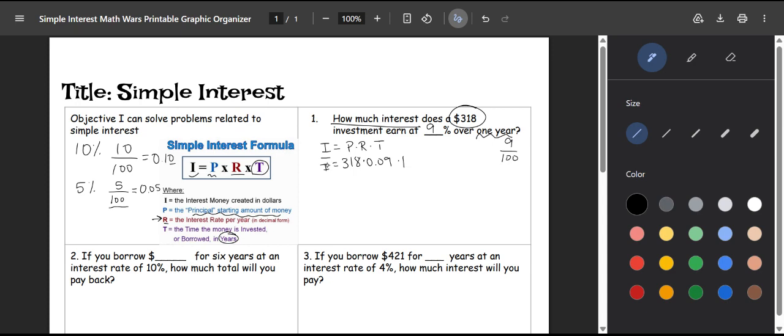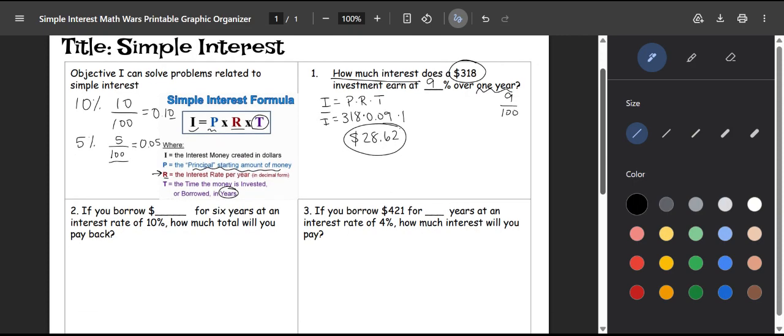You just punch that into your calculator, and we get $28.62. Okay, so there's our interest on that account in 1 year. That means that if you invested $318, at the end of the year, you would still have your $318 and you would have an additional $28.62.